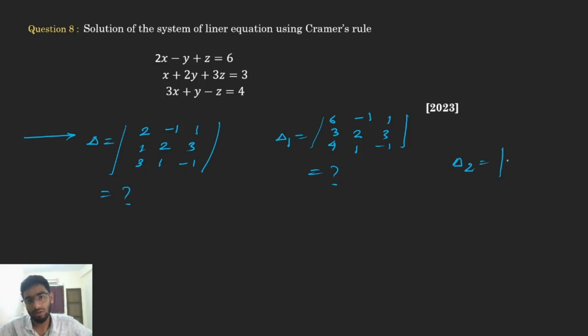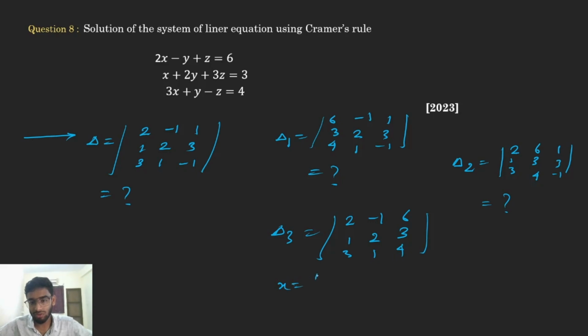So del 2 will be that 2, 1, 3 same. The second column will be replaced by 6, 3, 4, 1, 3 minus 1. Okay, and del 3 will have the third column replaced, with 2, 1, 3 same, minus 1, 2, 1 same, and you just have to put 6, 3, 4. After calculating, the value of x is going to be del 1 by del, y is going to be del 2 by del, and z is going to be del 3 by del. That's all. Okay, try yourself. If you face any problem, let me know.